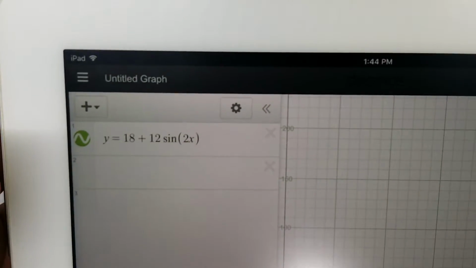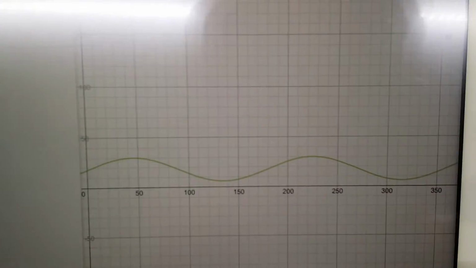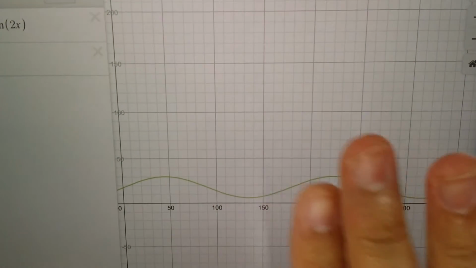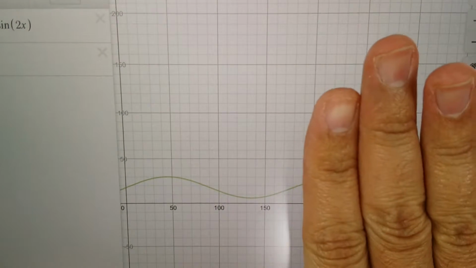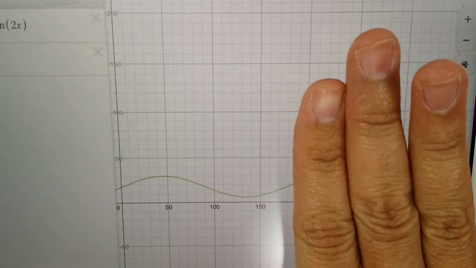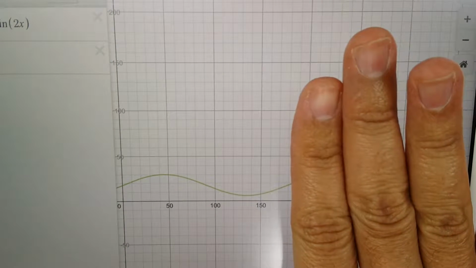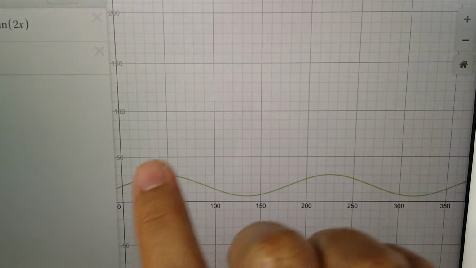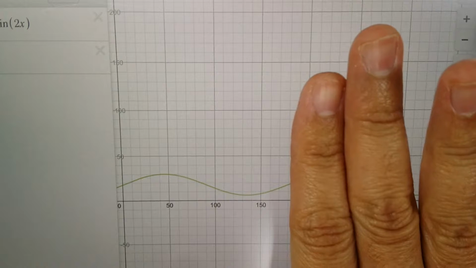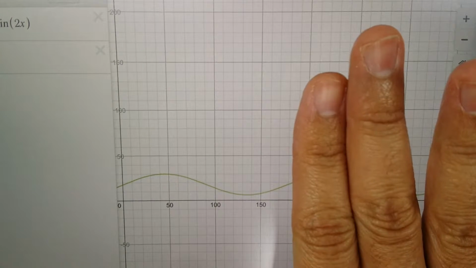Okay, I've sketched the graph y equals to 18 plus 12 sine 2x. Look at the graph. Okay, this is 0. 180, let me cover for you. 180 should be roughly here. Can you see that this is exactly one cycle? It goes up gradually, goes down and up again. One cycle of the sine graph.